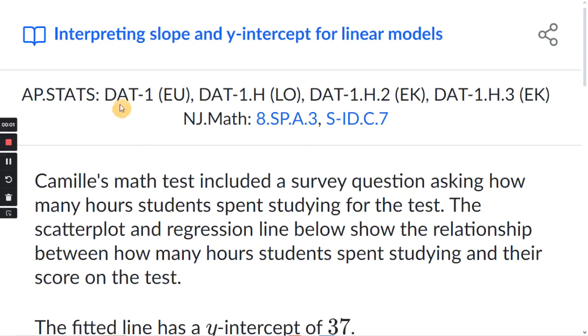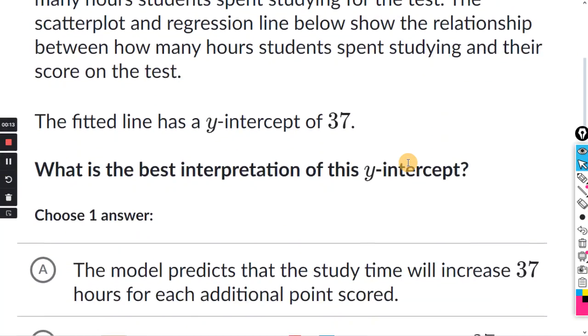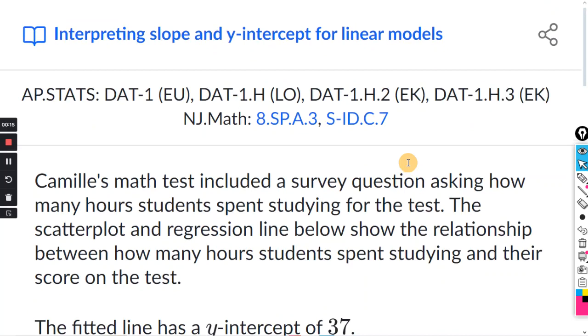This will be for the exercise, interpreting slope and y-intercept for linear models. Now, for these problems, you don't need to read the write-up. You can if you want to, but you don't need to. And all of them will either give you a slope or a y-intercept.